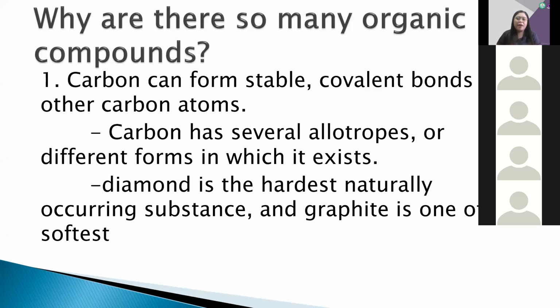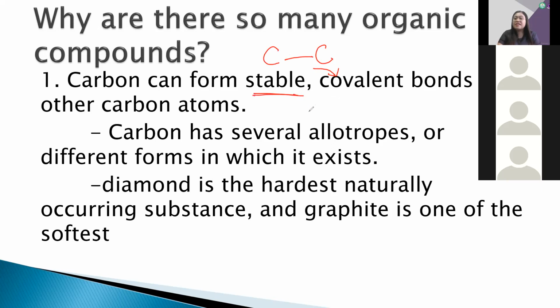And what are the reasons bakit marami tayong organic compounds? Number one, carbon can form stable covalent bonds with other carbon atoms. So again, si carbon, kaya niyang mag-combine sa kapwa niya carbon. And the bond between a carbon and another carbon is a covalent bond, which is a strong bond. That is why it is stable. It is not easily broken. Okay? Carbon to carbon, ang tawag natin dito, class, is catenation.